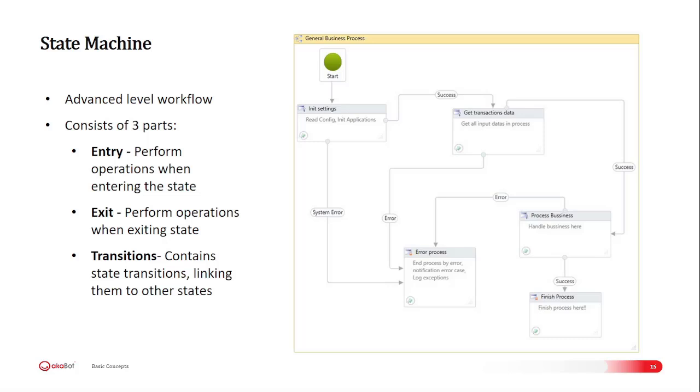A state machine consists of three key parts: an entry, which executes operations when entering a state, an exit, which executes operations when leaving a state, and transitions, which define the condition and logic for moving between states. And the state machines are ideal for handling complex conditions that require focusing on specific state and event, offering precision and control in dynamic workflow.